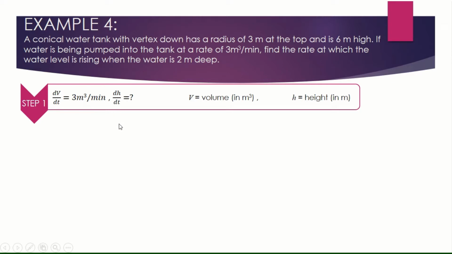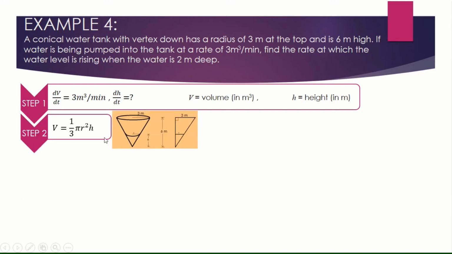In step 2, we should have an equation that relates V and H. The volume for a cone is given as 1 over 3 pi r squared h, so we have V in terms of r and h. How are we going to eliminate the r so that we have V in terms of h only? This is a triangle related to the cone, with 3 meter radius on the top and 6 meter height. The ratio between r and h is 3 over 6, so we can write r is equal to h over 2.